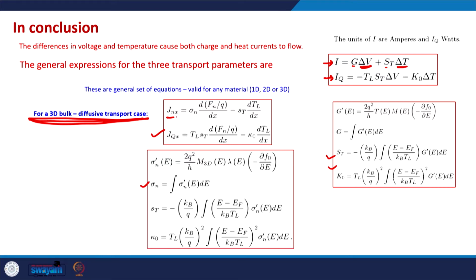This will be the charge current density, this will be the heat current density, and the Seebeck coefficients and these K coefficients will change. These are the bulk analog of S, T and K naught, and these are the corresponding expressions. So I would recommend all of you to go through these expressions. These are just the natural generalizations of the derivations that we have already done.